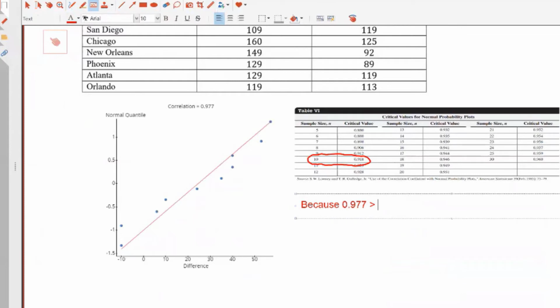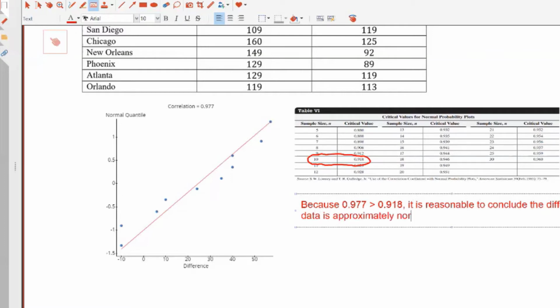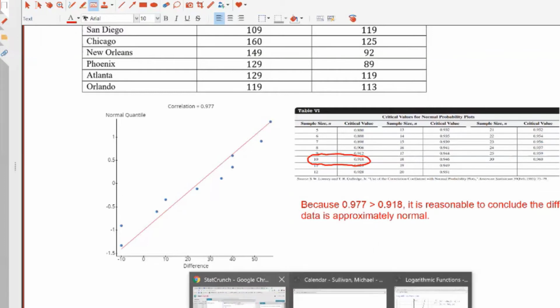So because 0.977 is greater than 0.918, it is reasonable to conclude the difference data is approximately normal. Okay. Next, we have to draw a box plot to check for outliers.